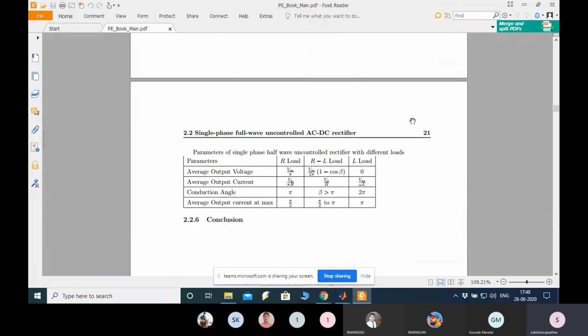Here, for the controlled rectifier also, I have given the table of different values. This will all be known if you have read it in Power Electronics from PS Bimbhra and others. It will be useful for you to get a revision over here so that it also helps in different competitive examinations. If you remember these formulas, you can directly solve these questions.